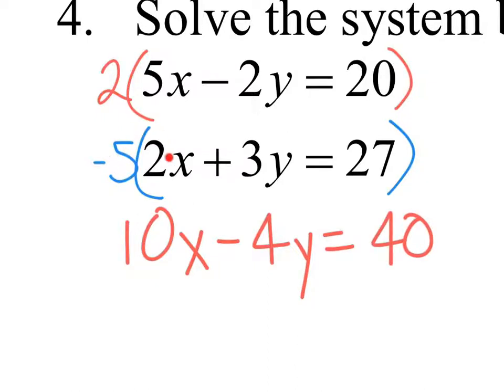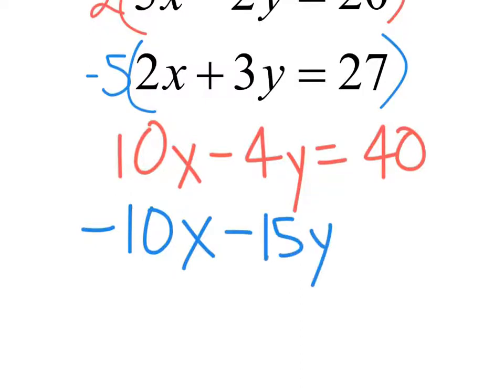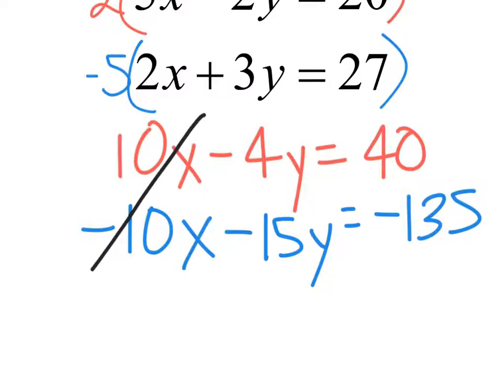We're going to be multiplying negative 5 into each of these three terms. And when we do that, negative 5 times 2x is going to give us negative 10x. Negative 5 times 3y is going to give us negative 15y, right? Equals negative 5 times 27 is going to give us negative 135. Great. Well, these variables can cancel out, right? 10x minus 10x is simply 0.